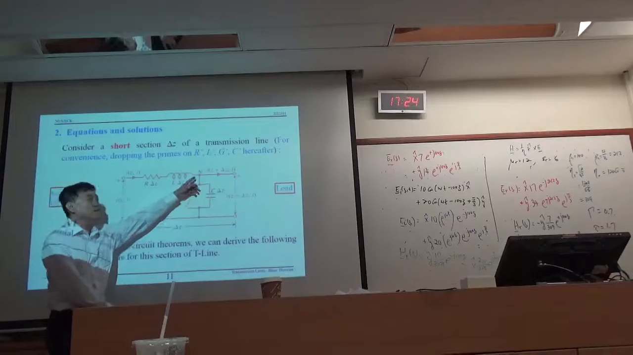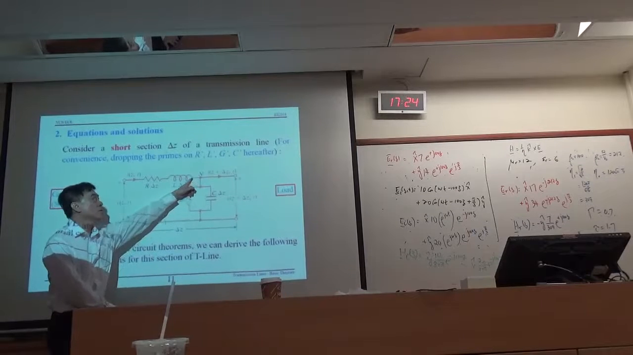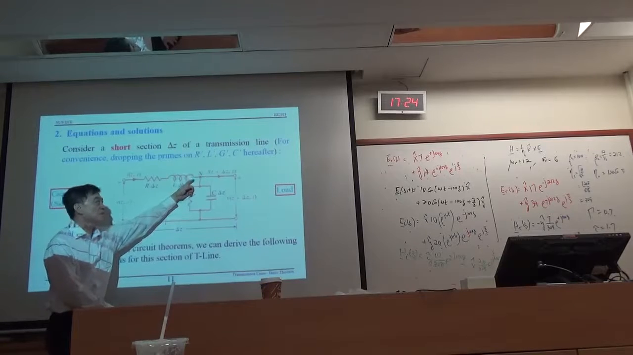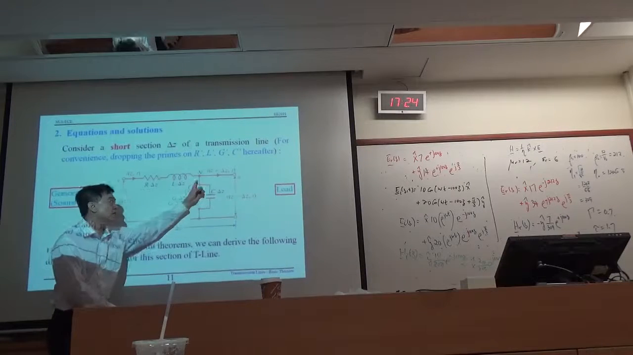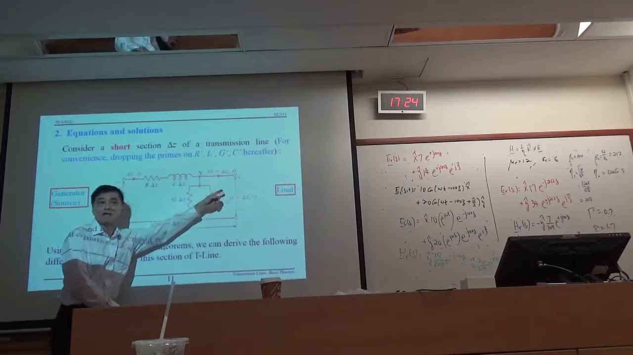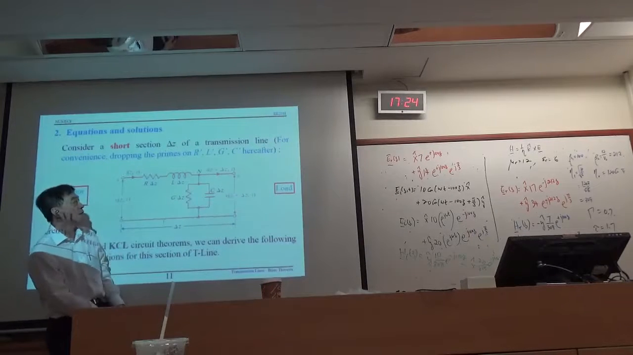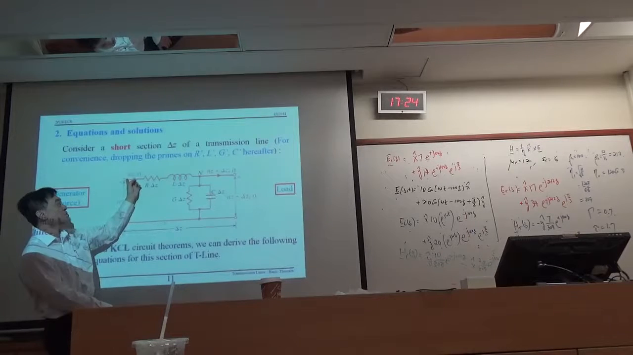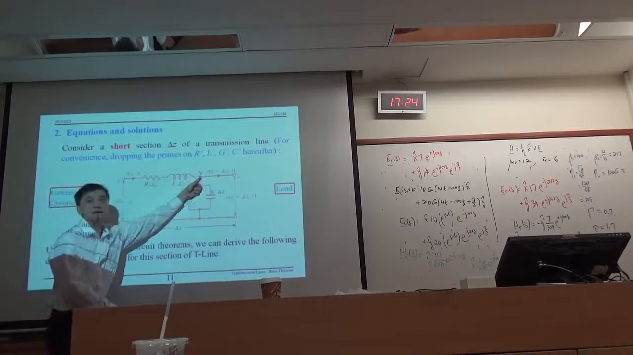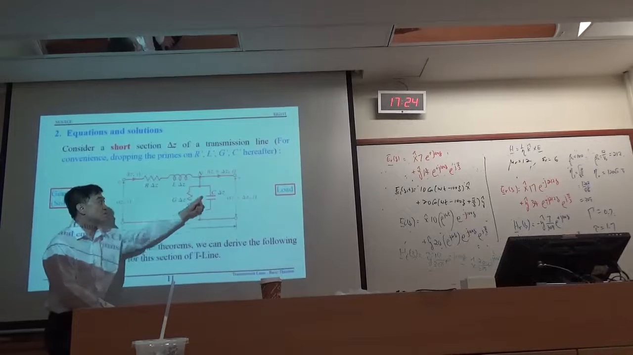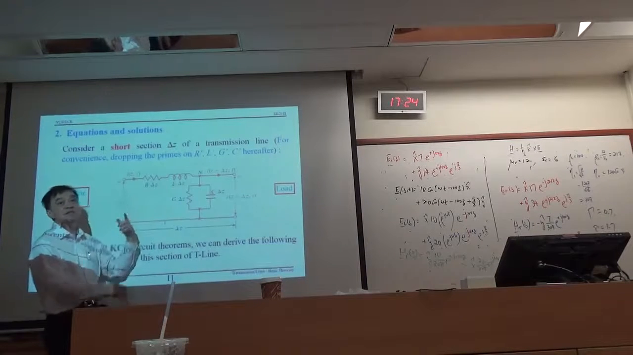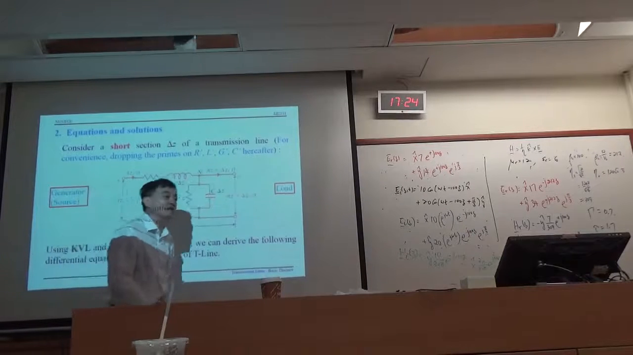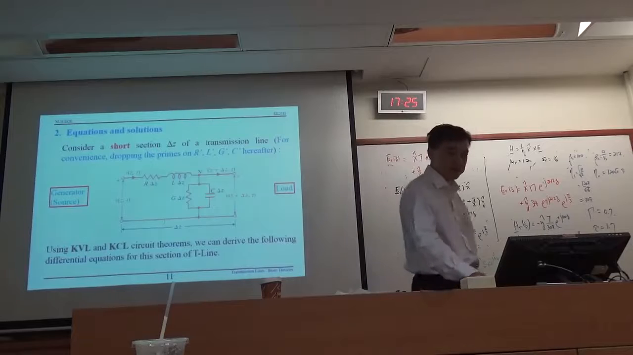Using KCL, the current flowing in here will be equal to the current flowing down here plus the current flowing out here. Your KVL is basically the voltage across here equal to the sum of the voltage across here and the voltage across here. This voltage plus this voltage is equal to this one. This is your KVL and KCL.